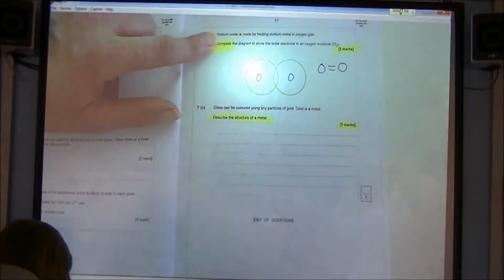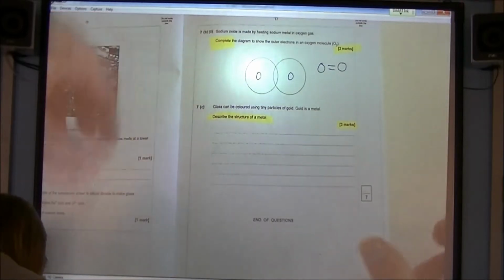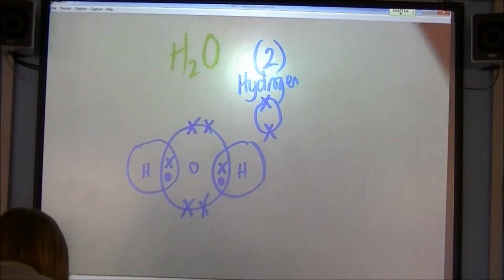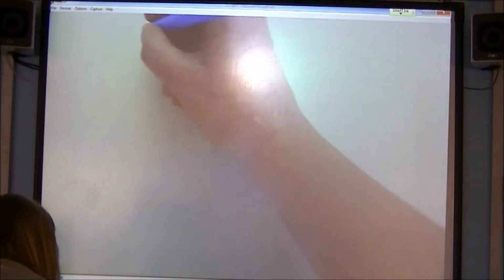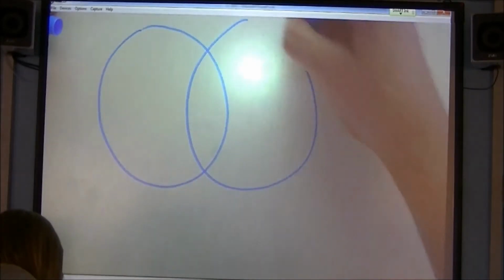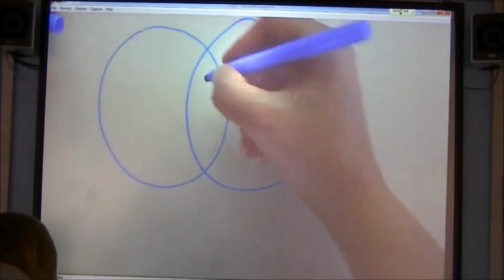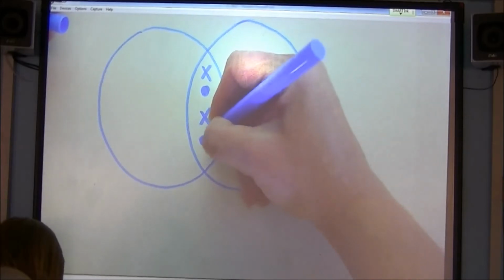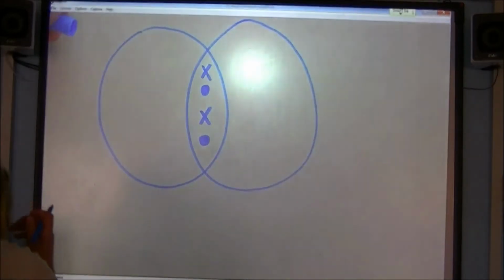Again, having a small exam paper means I haven't got that much space. So let me show you on a slightly larger example. You'll have an A4 exam paper. You will have plenty of space to do this. So oxygen, they've given us 2 overlapping circles. We need 2 shared pairs. So rather than just drawing a dot and a cross, I draw 2 lots of dots and crosses.